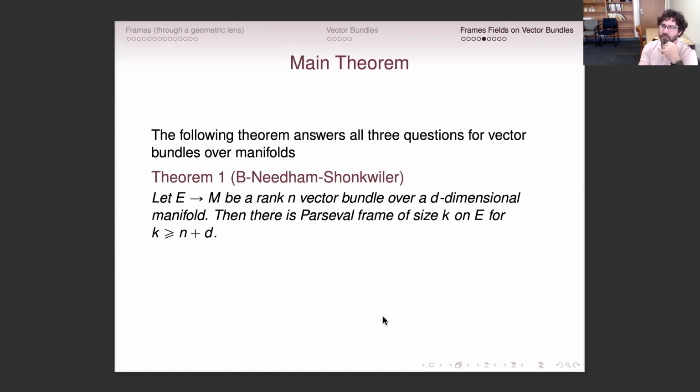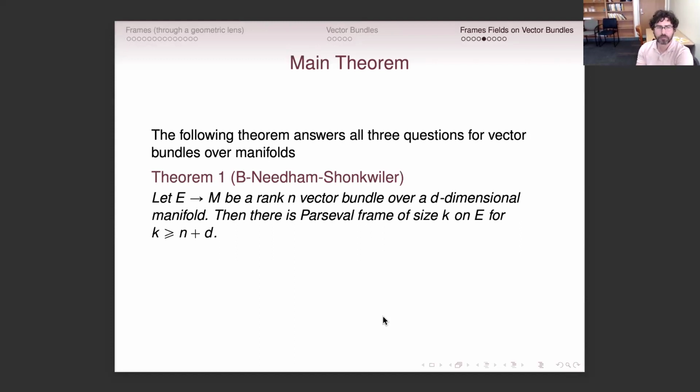Because you could imagine an unfortunate situation where you had some theoretical guarantee that frame fields existed, but the dimension was super large. If you actually wanted to find one in practice, maybe it grew exponentially in the size of your vector bundle, in which case it wouldn't be a very practical tool because you'd be dealing with oodles and oodles of vectors. What's happening here is that the size of the frame you have to cook up only grows linearly in the size of the base and the size of the fiber of the vector bundle.